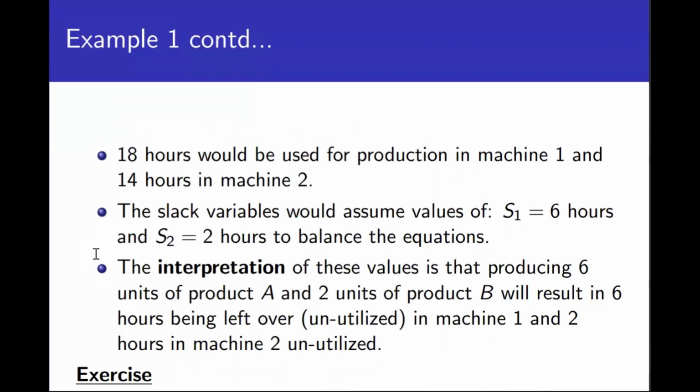18 hours will be used for production in machine 1 and 14 hours in machine 2. The slack variables would assume the values of s1 is equal to 6 hours, s2 is equal to 2 hours to balance the equation. The interpretation of these values is that producing 6 units of product A and 2 units of product B would result in 6 hours being left over in machine 1 and 2 hours in machine 2 unutilized.